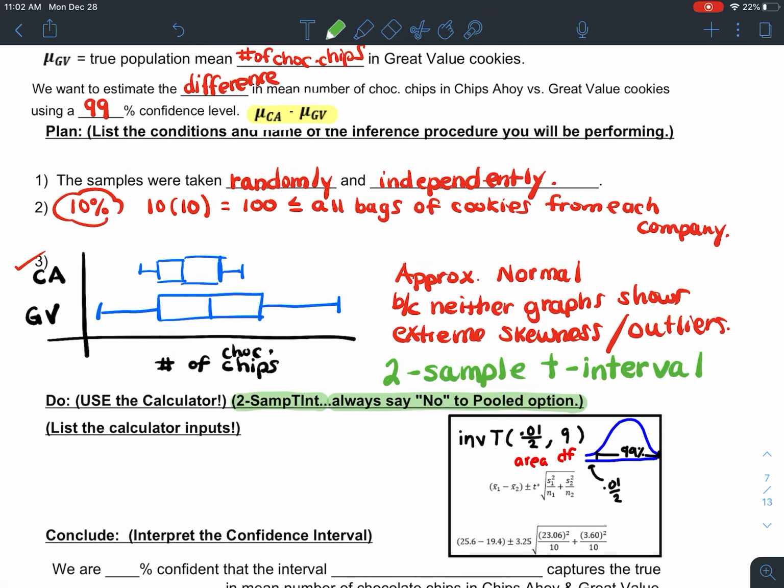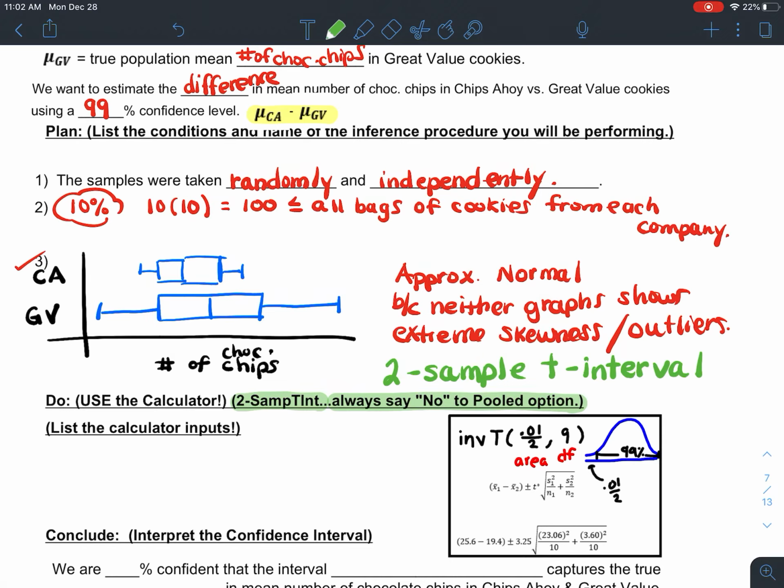Okay, our final step in this is our conclude step, where we are going to interpret the confidence interval. We are going to say that we're 99% confident that the interval, then we state our interval, captures the true, and here, very important, you have to say that we're capturing the true difference in mean number of chocolate chips in Chips Ahoy and Great Value.